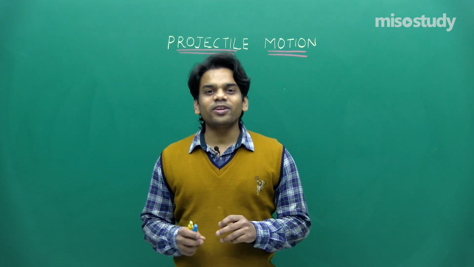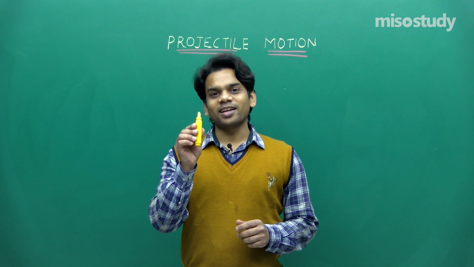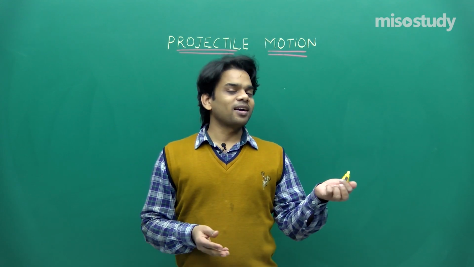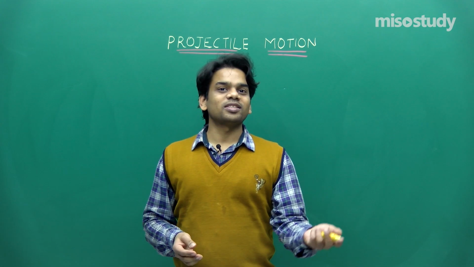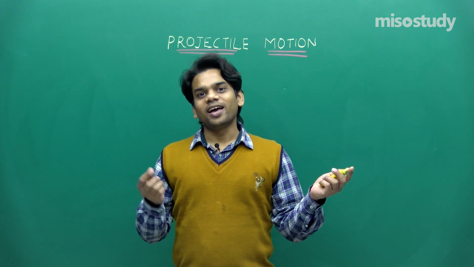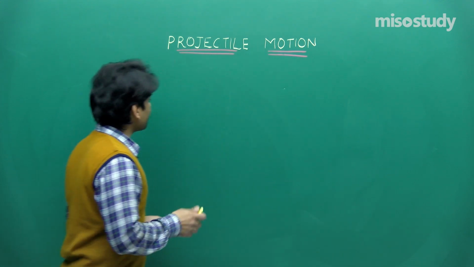I have already given you a description of projectile motion. Let us say I have a chalk holder in my hand and now I am going to project it at some angle. Now see, this particular trajectory is known as the trajectory of a projectile and it will follow a parabolic path. See how it would look.